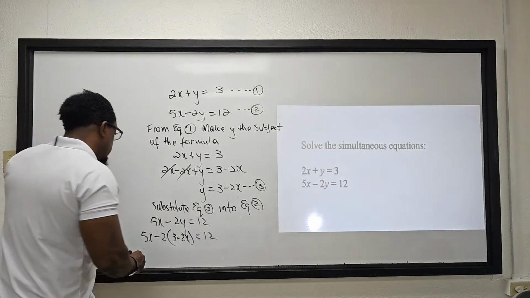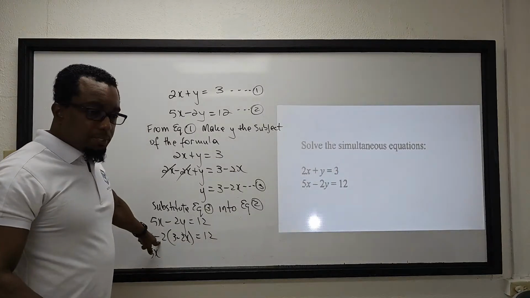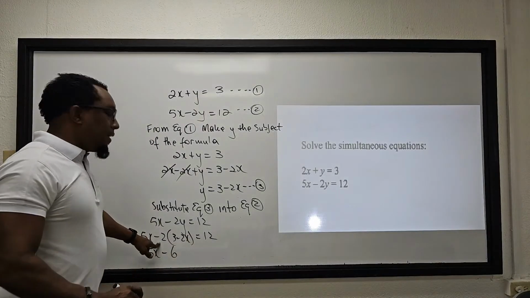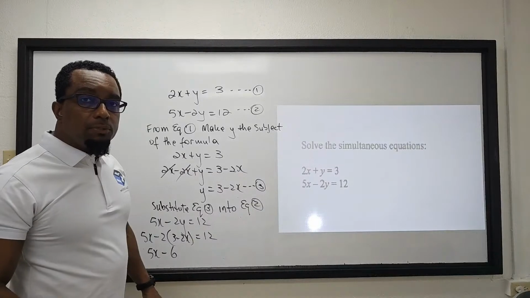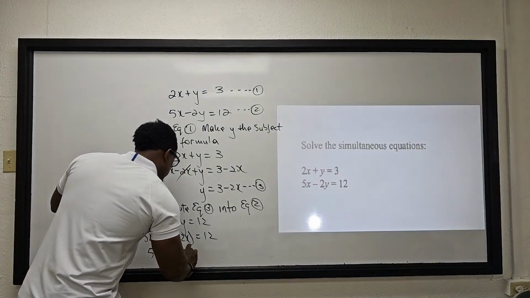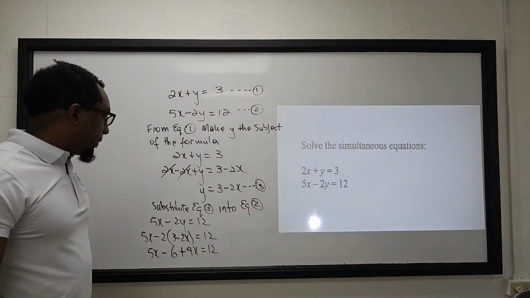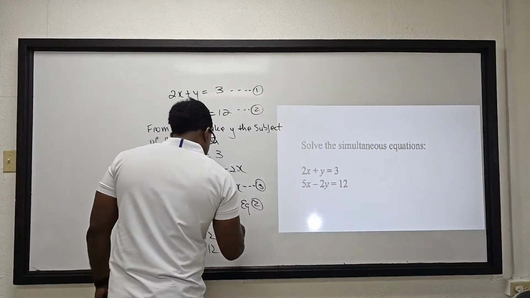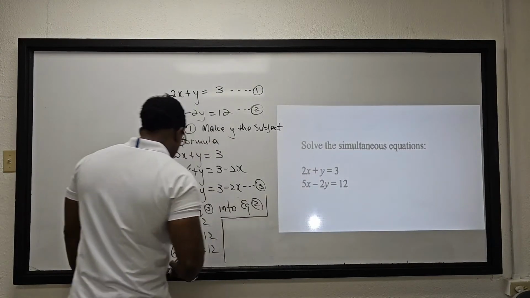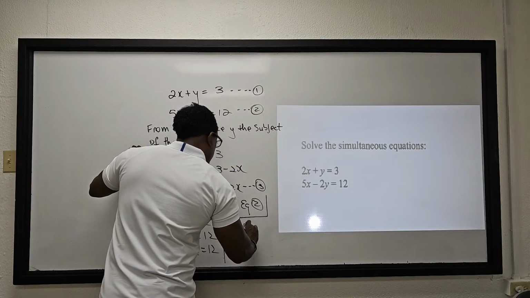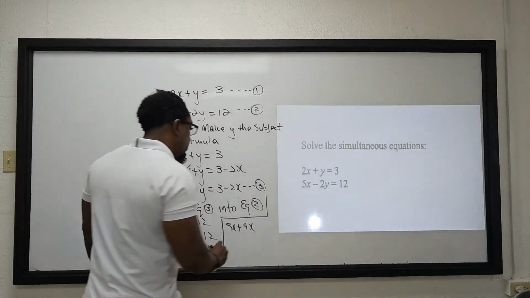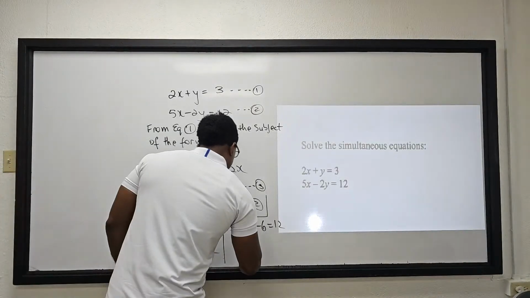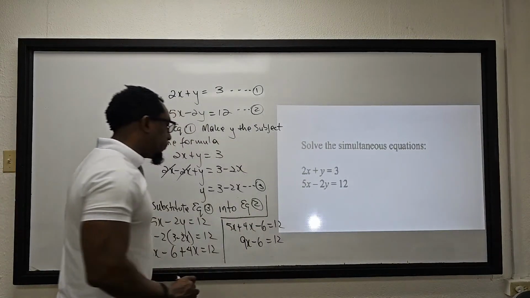So this will be 5x. Positive negative 2 by positive 3 will be negative 6. And negative 2 by negative 2x will be positive 4x is equal to 12. So let me solve for x. I'm going to, on the left, group like terms. So this will be 5x plus 4x subtract 6 is equal to 12. 5x plus 4x will be 9x. Subtract 6 is equal to 12.